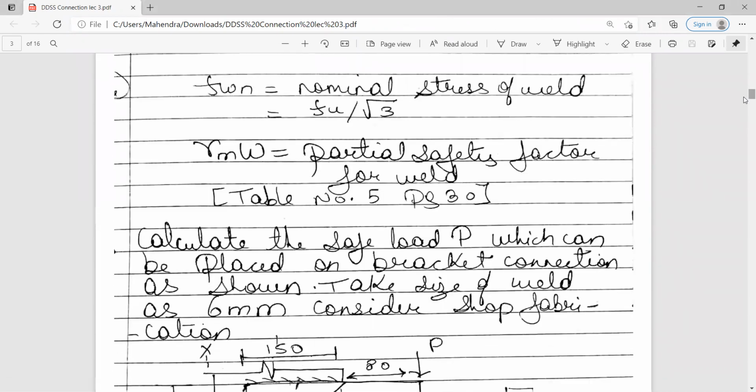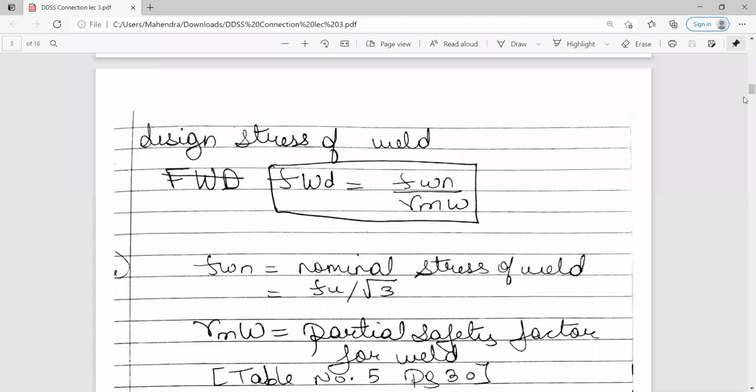Then design stress of the weld. Design stress of the weld is given by the formula FWD equals FWN by gamma MW. So FWD is nothing but the design stress of the weld, denoted by FWD. And what is FWN? FWN is nothing but the nominal stress of the weld. To calculate FWN you have the formula FU by root 3. Everybody knows what is FU.